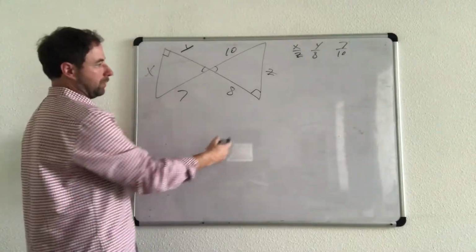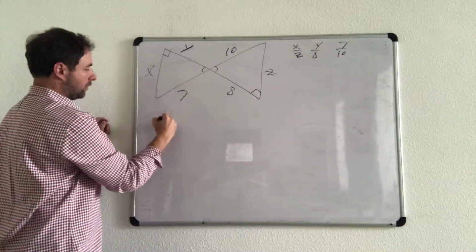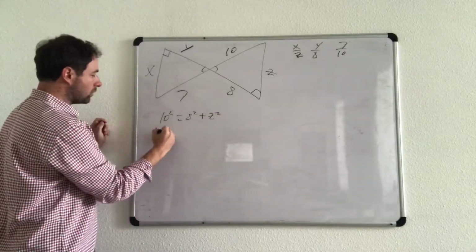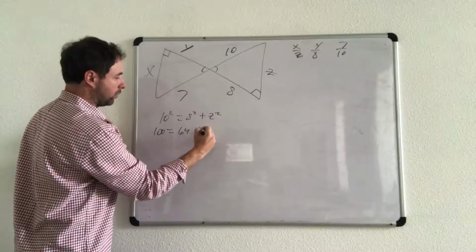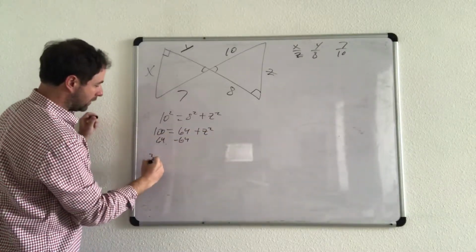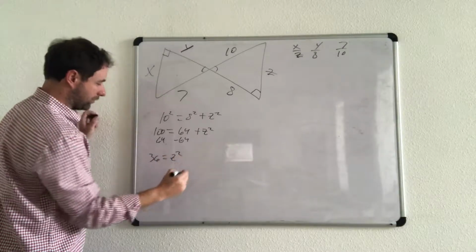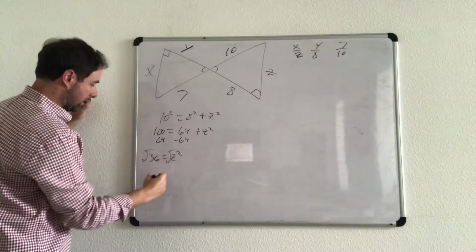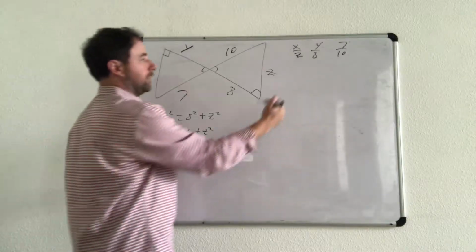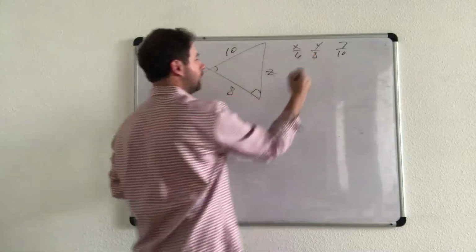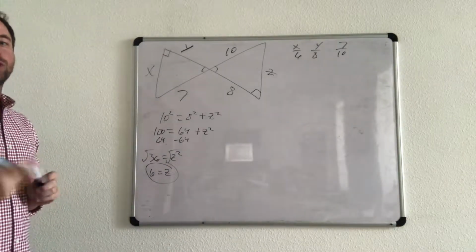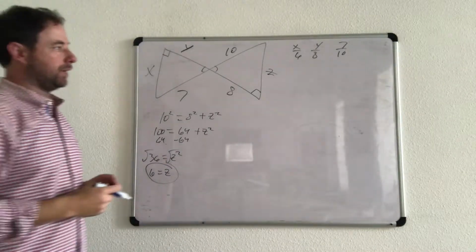So we use Pythag to solve for z. So it's 10 squared equals 8 squared plus z squared. 100 equals 64 plus z squared. Subtract 64 from both sides. Then we have 36 equals z squared. Take the square root of both sides. 6 equals z. So we've already solved for one of those. We can come up here in our ratio, and we can put 6 in that place. Now it's going to be really easy to use two different proportions to go ahead and solve for x and y.